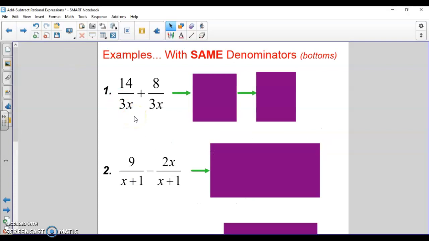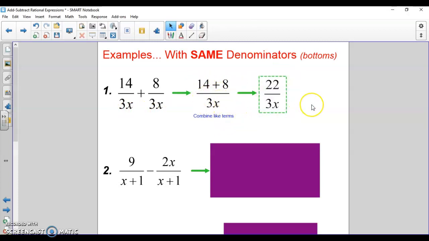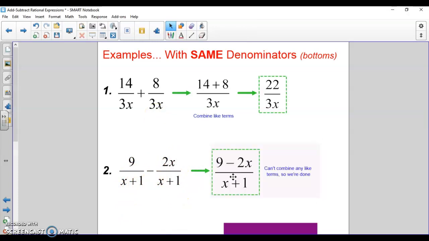So a couple examples with the same denominators already. These should be pretty quick and easy. Let's check them out. 3x on the bottom here, they're already the same. You just add the terms up top, combine like terms. We get 22 over 3x. Done. I don't need to see work when they have the same bottom. It's up to you. Subtraction, 9 over x plus 1 minus 2x over x plus 1. You combine them. This, I couldn't combine any like terms, so I just leave it. 9 minus 2x, that's it. All over x plus 1.